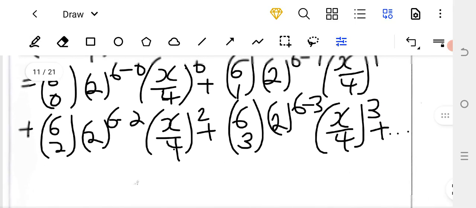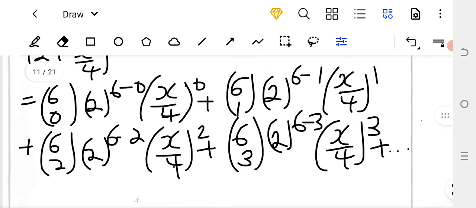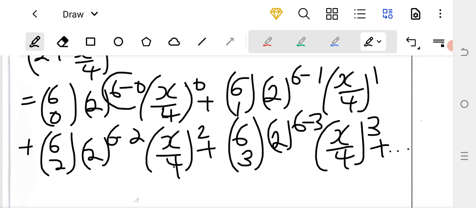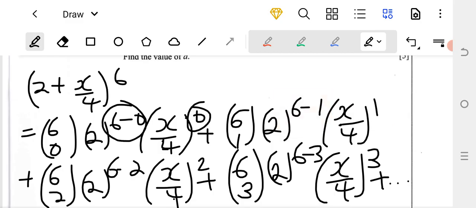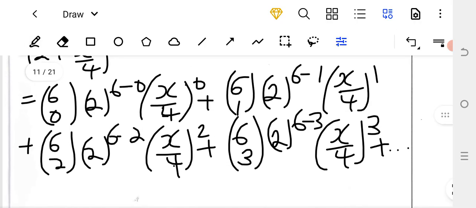So let me just zoom out so that you can look at what I've done. Have you seen what I've done? So why was I writing in this form? I was writing this form to show you that when you add all these powers, every time it should give you 6. If you take time to add all the powers, it should give you this 6 right there. That's the rule for binomial expansions.